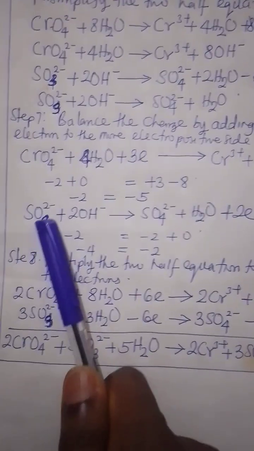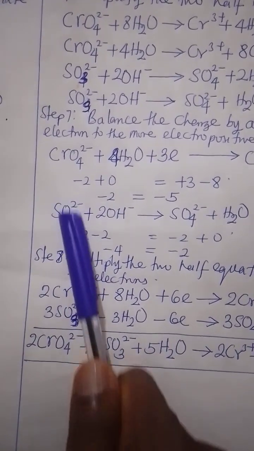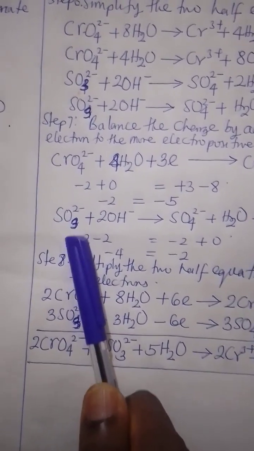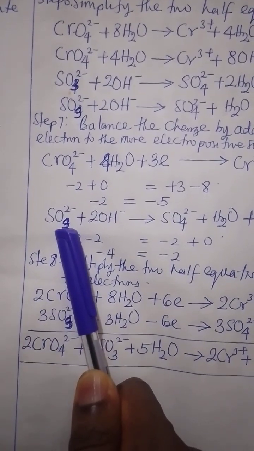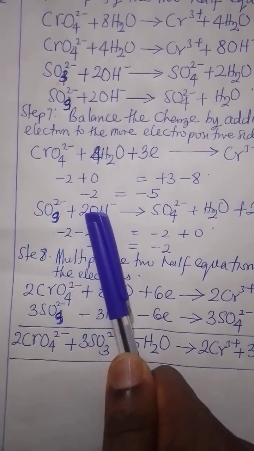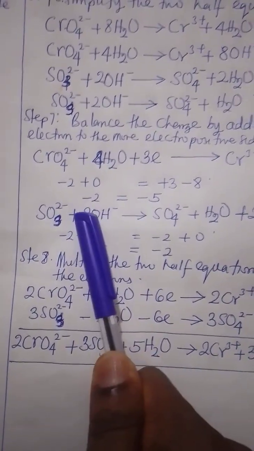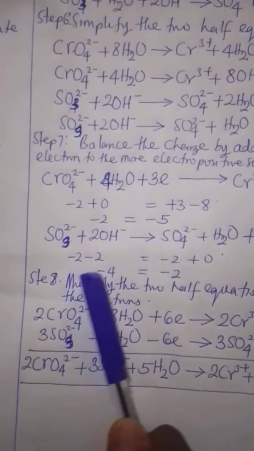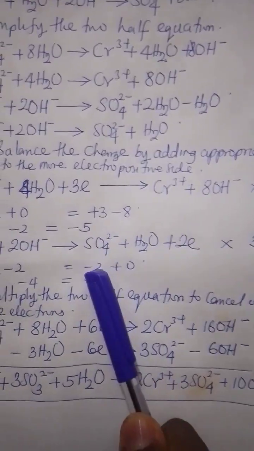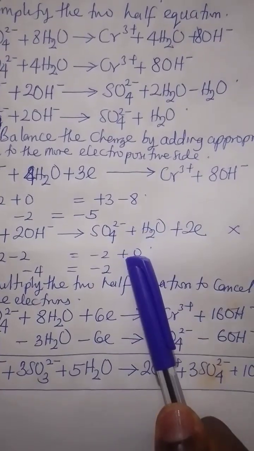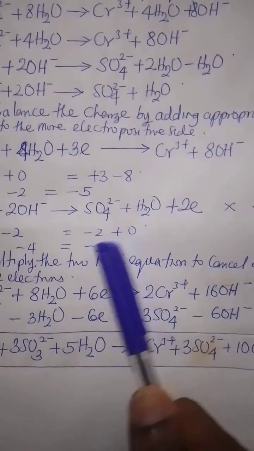H2O. Here we have 2 minus, that's minus 2. This is SO3, okay, minus 2. Here we have minus 1, but we have 2 of it, so that's minus 2 again. That will give us minus 4. Here we have minus 2. The water is not in the ionic state, so that's 0. That gives us minus 2.